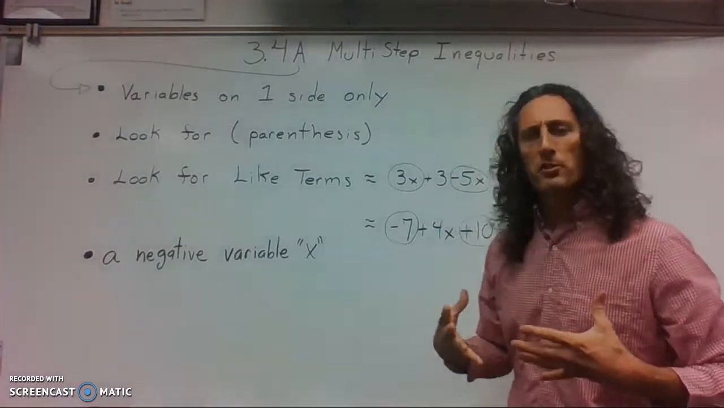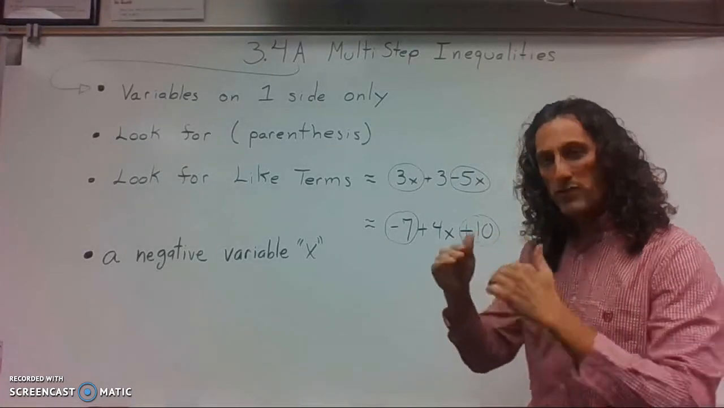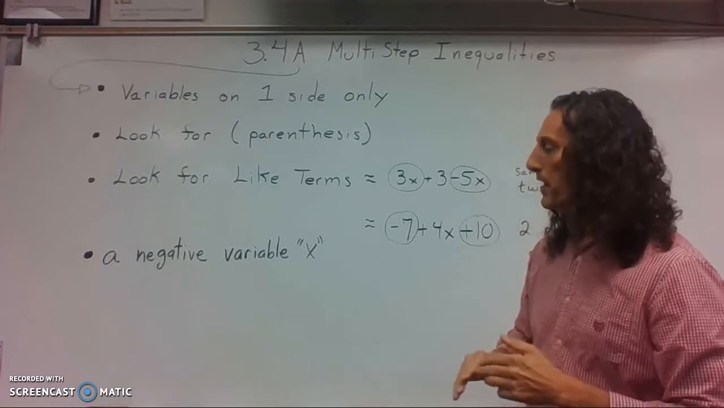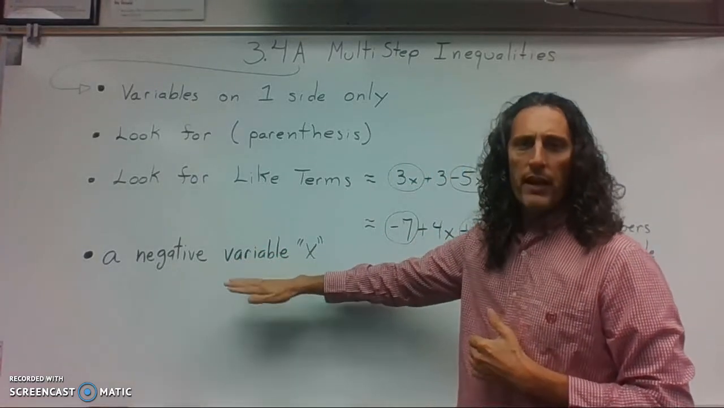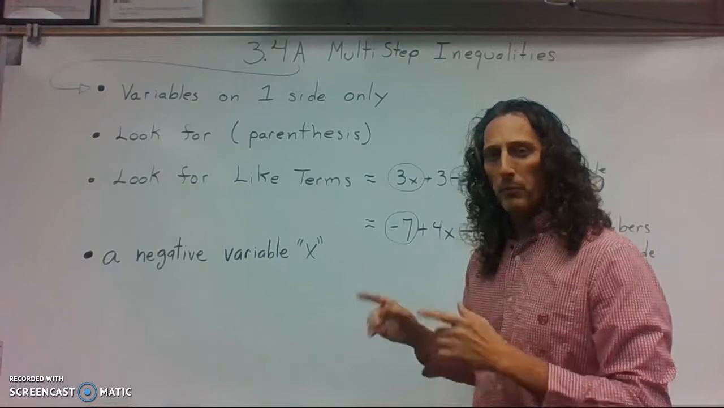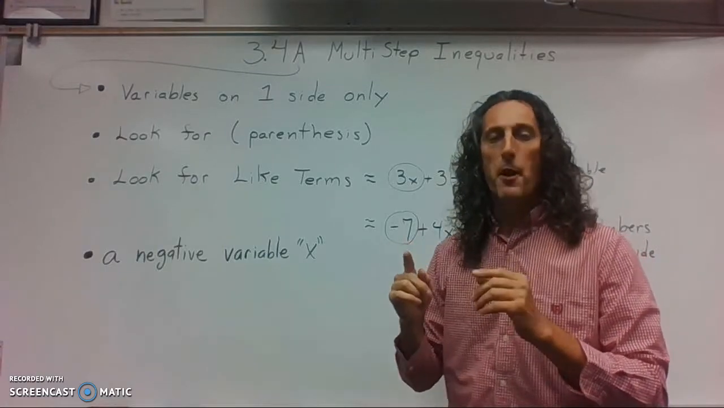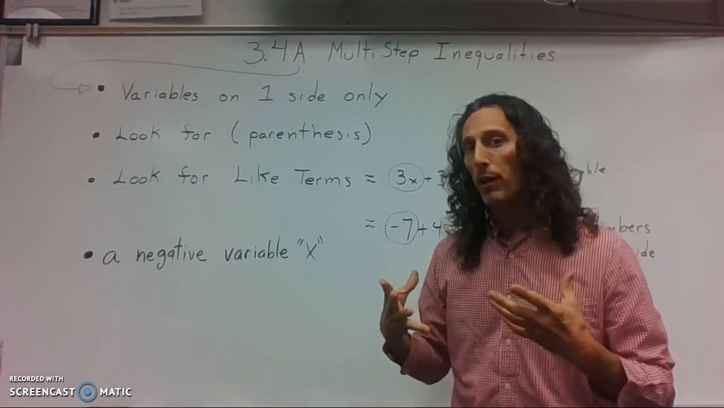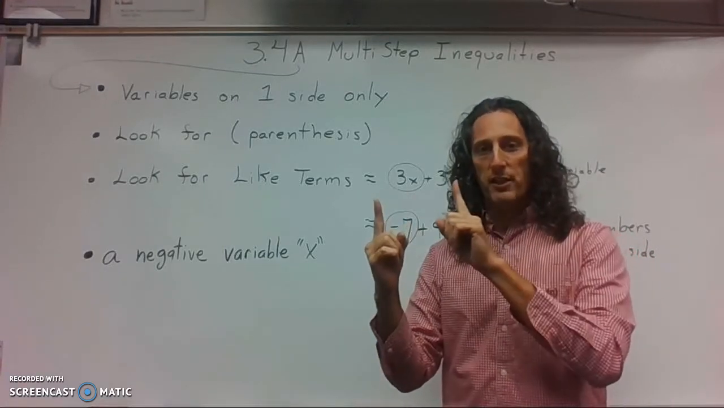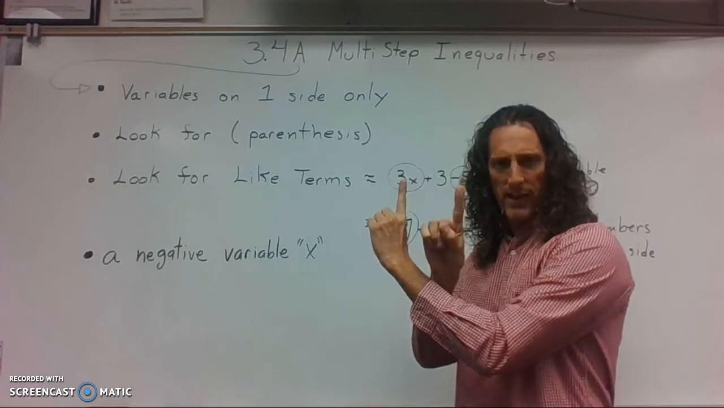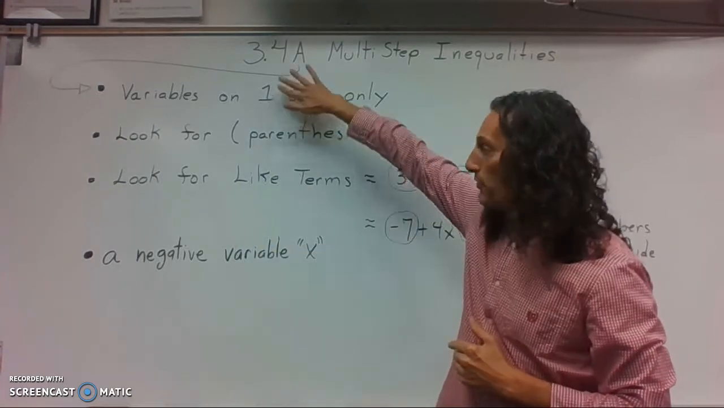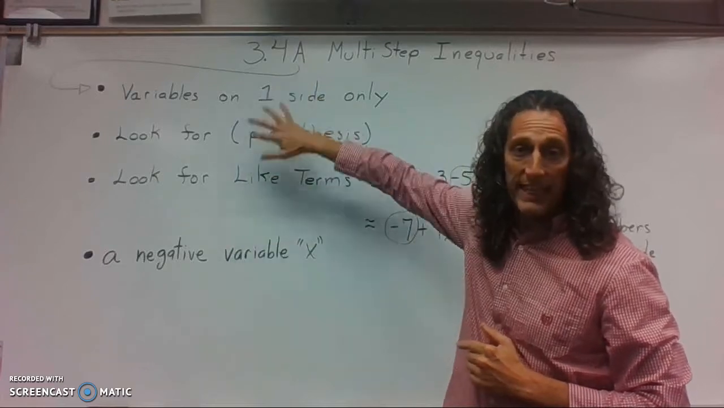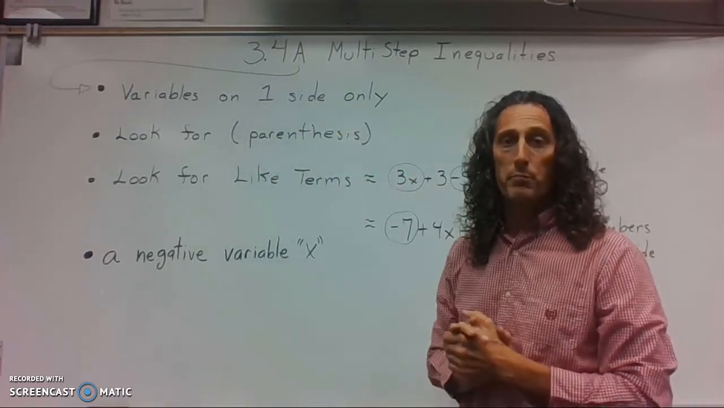And then the other thing you always want to keep an eye out for towards the end of the problem is if you have a negative variable, right? If you have that negative variable, remember on the previous lessons, if you divide or multiply with a negative, you've got to take your inequality sign and flip it around. All right, so just keep an eye out for this. So always refer to these four things when we start doing the multiple step inequalities.